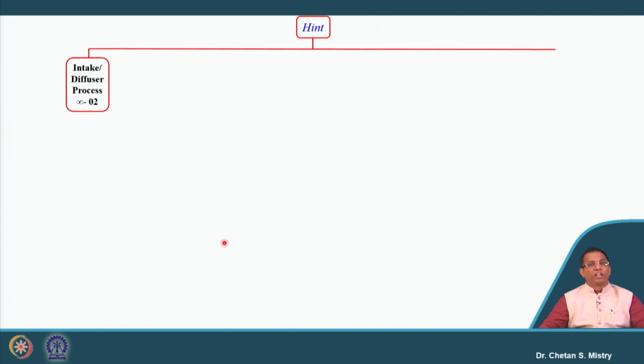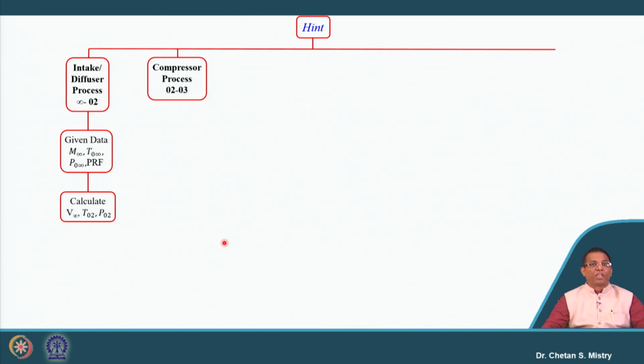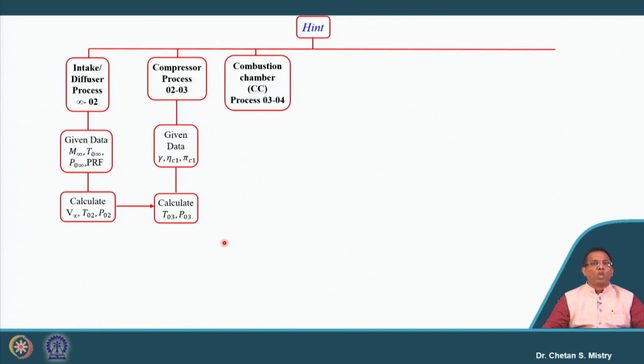For the inlet, we have information about the flying velocity, entry temperature, entry pressure and pressure recovery factor. Based on that, we can calculate the exit pressure and exit temperature from the intake. Our next component is the compressor. For the compressor we have information about the pressure ratio and efficiency. We can calculate the exit total pressure and exit total temperature.